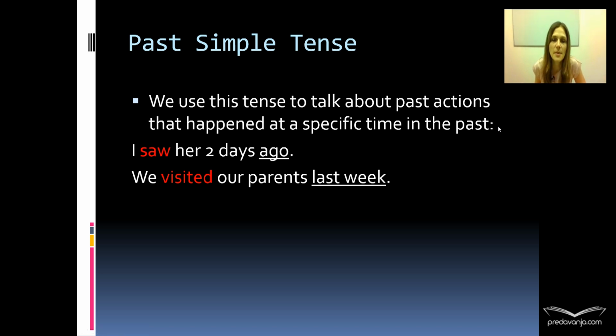Past simple tense is the basic past tense which we use to talk about past actions that happened at a specific time in the past. So I saw her 2 days ago, so this is when I saw her. We visited our parents last week. So what is important here is that we know when the action happened.